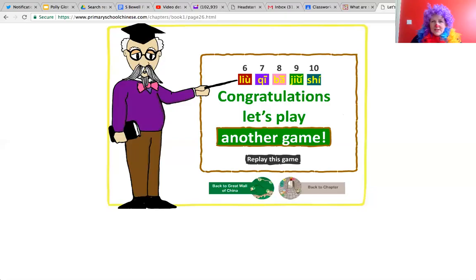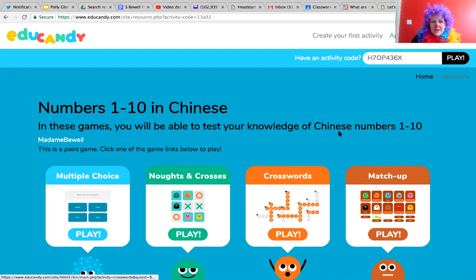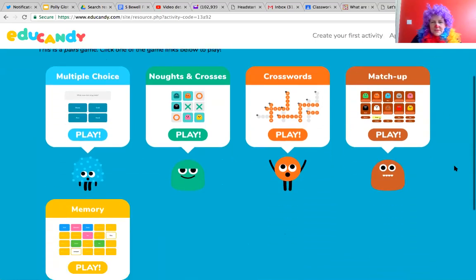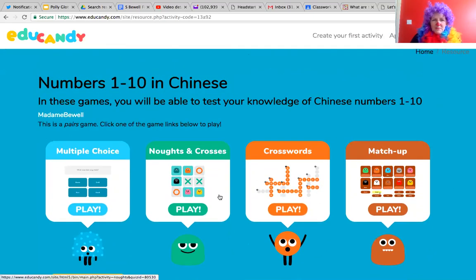Fantastic. Well done. Now, to finish with, I've just got one last screen to share with you. I'm going to share on Class Dojo a link to some games that I've prepared for you. So just hang on one second while I share that screen. Now, let me see. Okay, let's share that screen. Now, this is a game called Educandy, which I've prepared for you. So basically, you are going to click on the link that I give you, and you've got a choice of 4 different games. So we're going to have a look, just to begin with, at the multiple choice game.